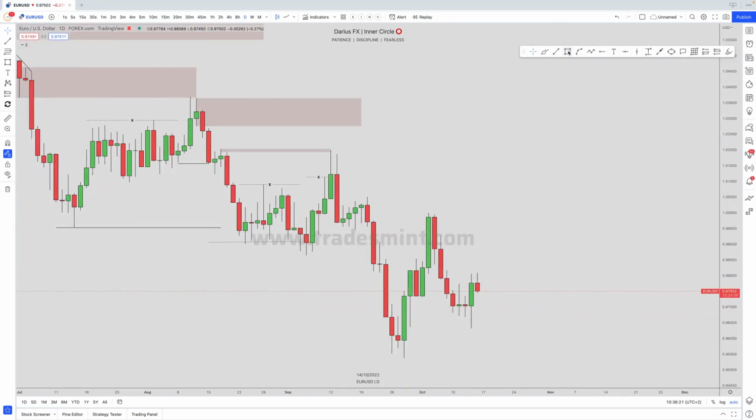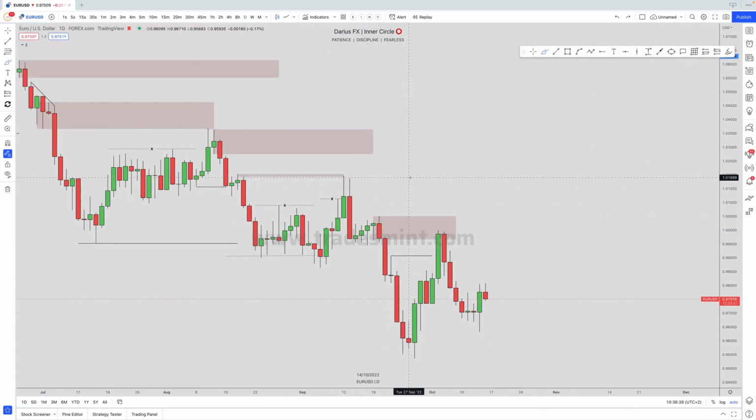Also here, what do we have in this kind of situation? You have the daily supply, right? So this is the daily supply. You see here, liquidity. You see here, imbalance. That's what you want to see. This is how you really classify high probability trade setups.